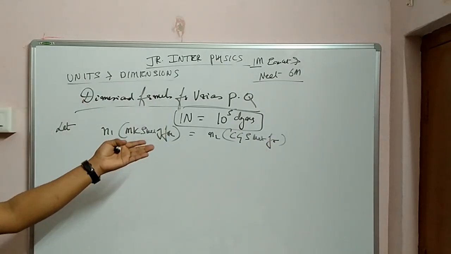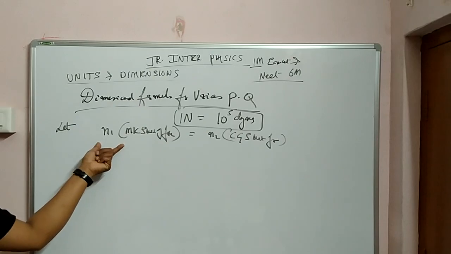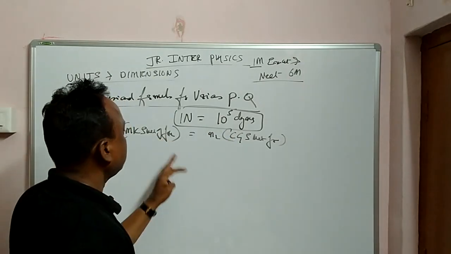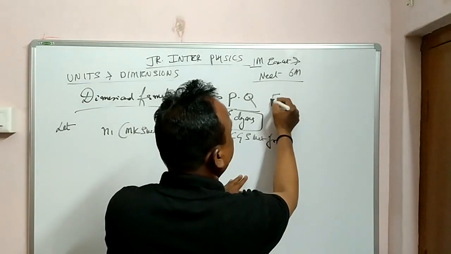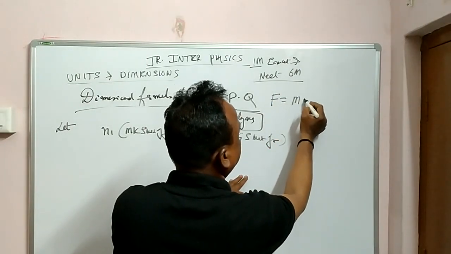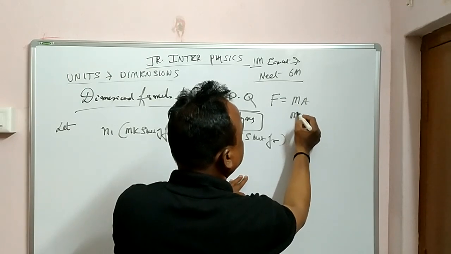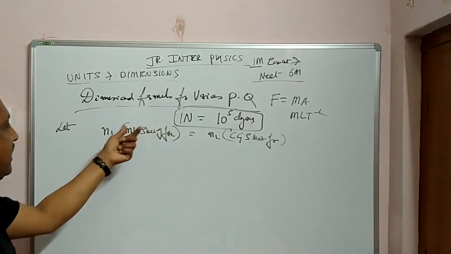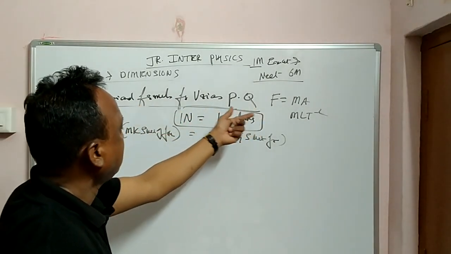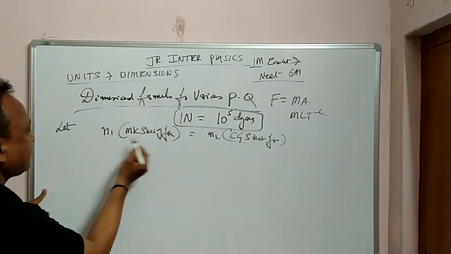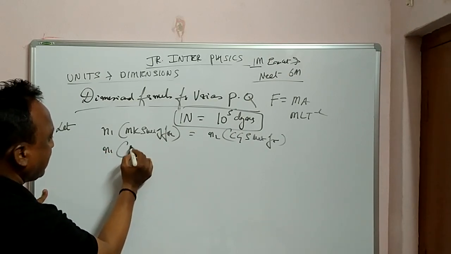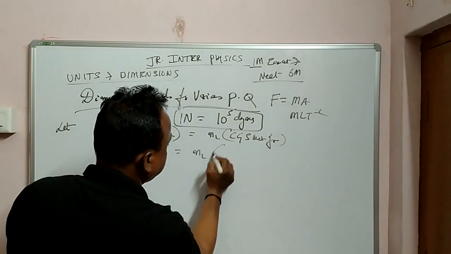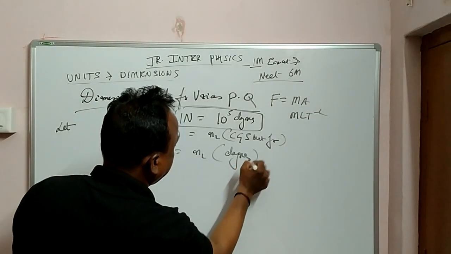These are the rules and regulations to follow. The first step is let N1 into MKS unit of force be equal to N2 into CGS unit of force. Now what is force? The force dimension formula you know, M into A, so that is M L T power minus 2. Whatever you are discussing here, force, in the MKS system the unit is newtons, and in CGS you will be measuring in dynes.